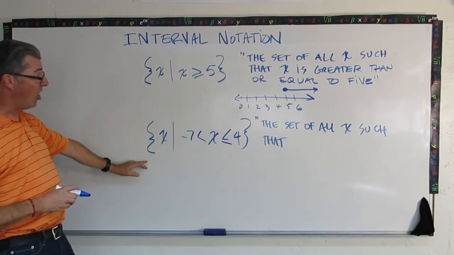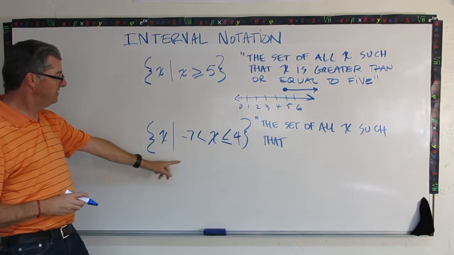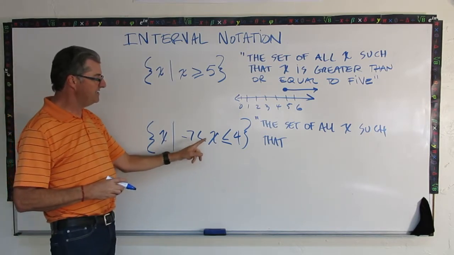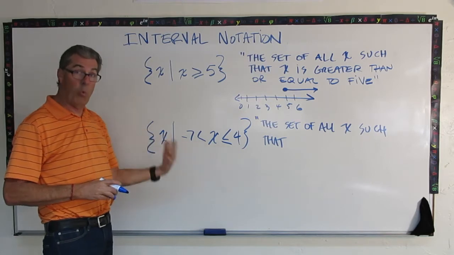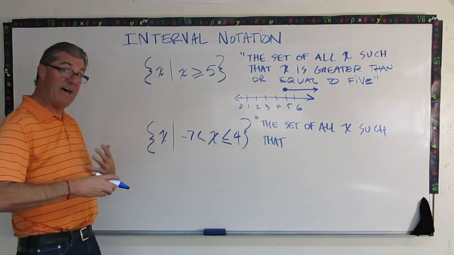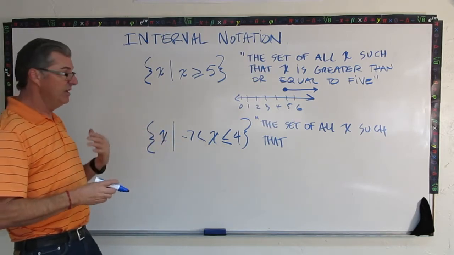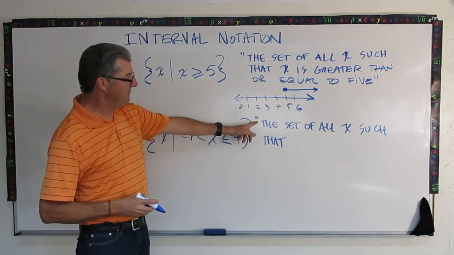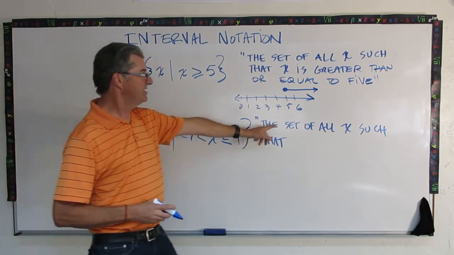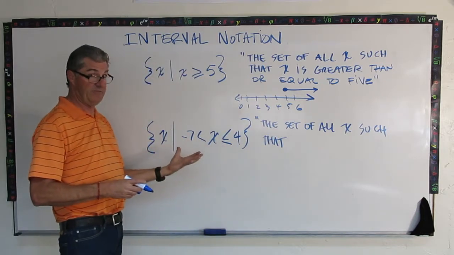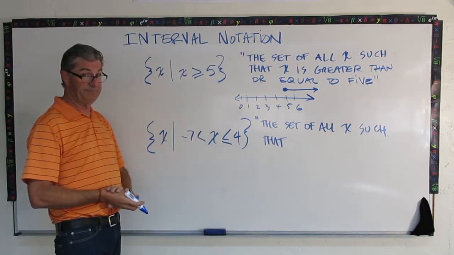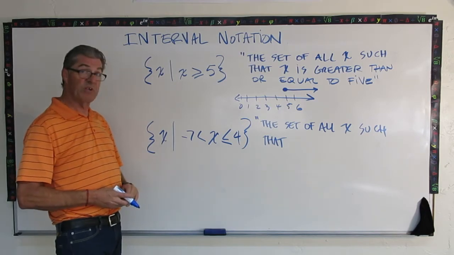The set of all x such that -7 is less than x, which is less than or equal to 4. Okay? That's one way of saying it. Perhaps not the best. So what I'd like you to do is pause the video now and see if you can complete this sentence. The set of all x such that, whatever that stands for. Okay, let's see how this works out.